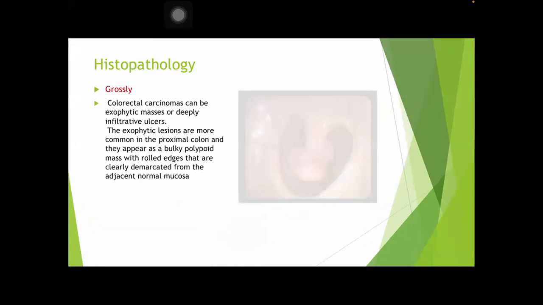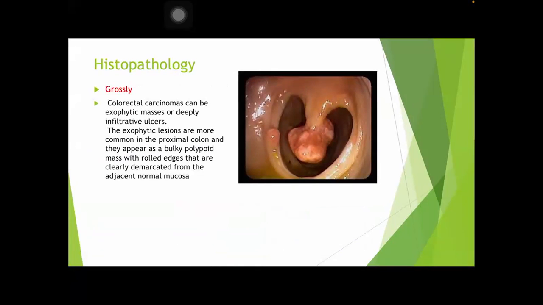The histopathology of colorectal cancer, we will start as usual grossly. Grossly, we will see that colorectal carcinoma can be an exophytic mass or deeply infiltrative ulcers. The exophytic lesions are more common in the proximal colon, and they appear as bulky polypoid masses with rolled edges that are clearly demarcated from the adjacent normal mucosa. It will appear as a fungating mass from the surface mucosal lining of the intestine.